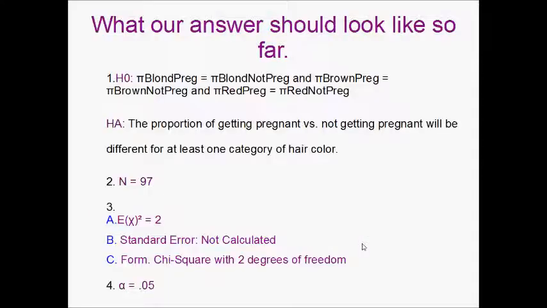So, quick review of what we should have for an answer so far. For step 1, we have our null hypothesis and our alternative hypothesis stated. For 2, we have n equals 96, so the sample size is 96. For 3, we have our expected frequency, standard error not calculated, and what we're forming, chi-square over 2 degrees of freedom. And for 4, we set our significance level, or alpha, which looks like a backwards fish, equals 0.05.